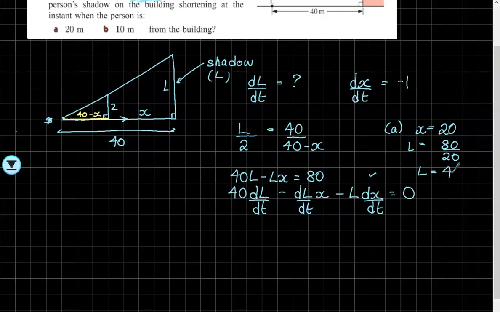I'm hoping we don't have to do part B, because the only thing that will be different is you make x 10, pop it in, find a different length, sub that in.